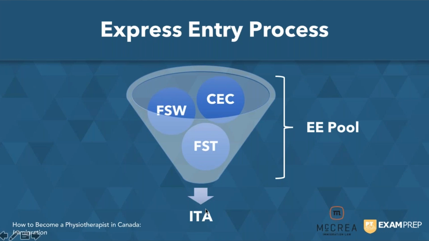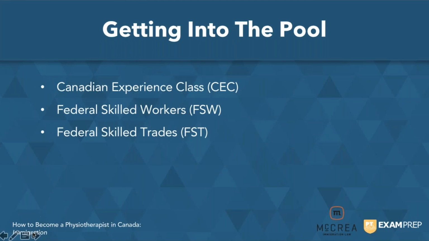And then once you get into that pool, certain people in there are going to get invited to apply out the other end. So you've got to meet the eligibility requirements to get in the door, and then you've got to get invited to apply out of that pool, invited to apply for permanent residence. So it's a multi-step process. And the way they select who gets invited to apply is based on your score. And we'll talk about how they score people in a minute.